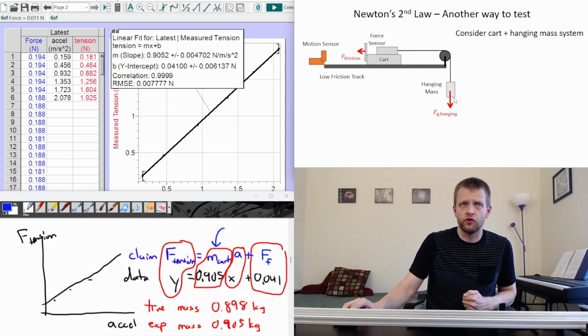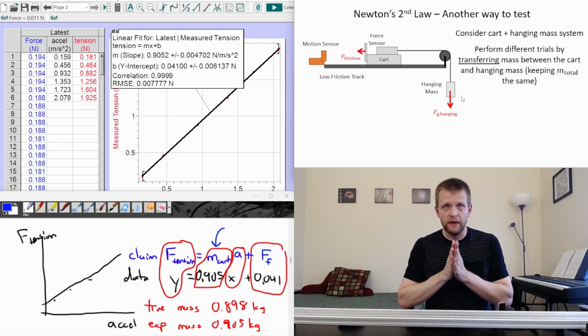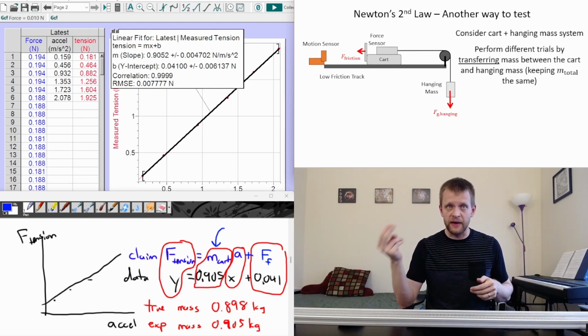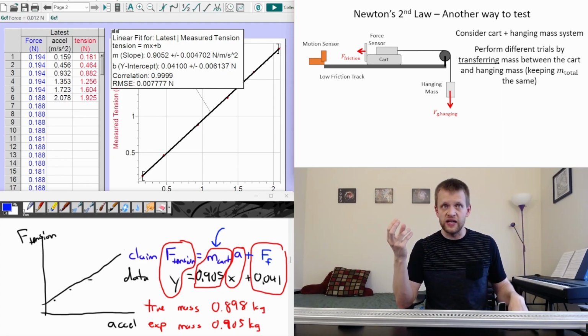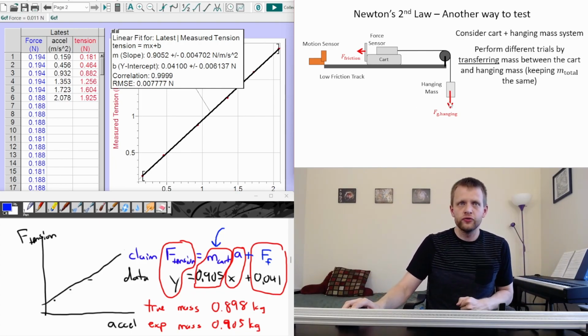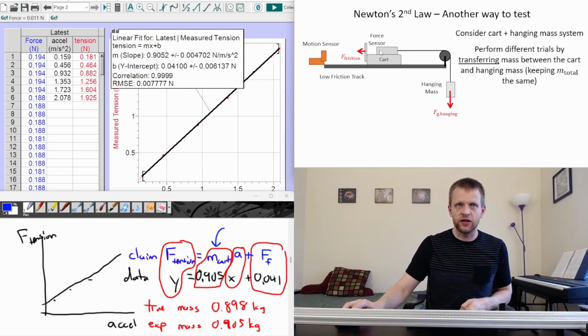There's going to be a force of gravity pulling down on this hanging mass, and presumably there's still going to be some friction acting against the cart. If you want to do this experiment on your own, this would be the setup that I would recommend. You need a cart, a pulley, some hanging masses, and some sort of level track. When you're going through different trials, instead of just adding different masses, move masses between the cart and the hanging mass so that the total mass of the entire system stays constant.